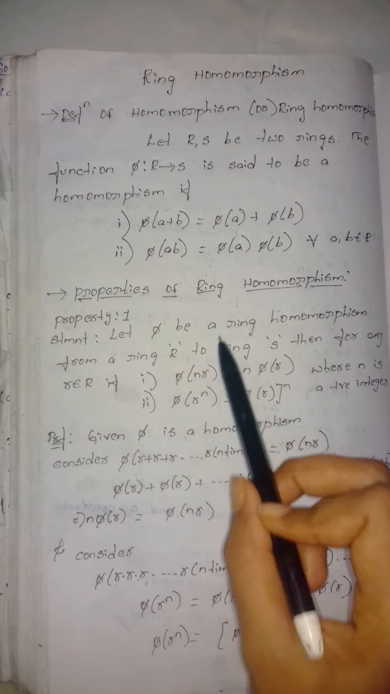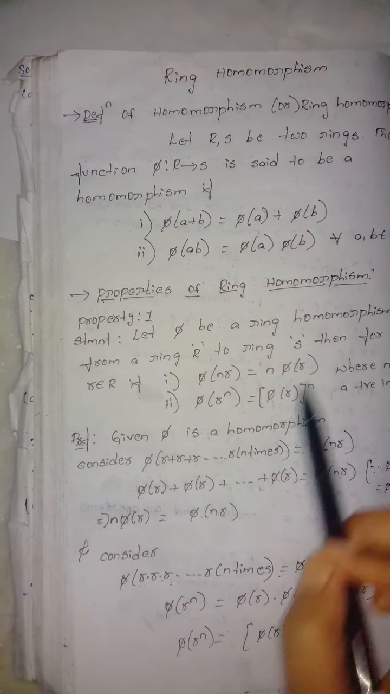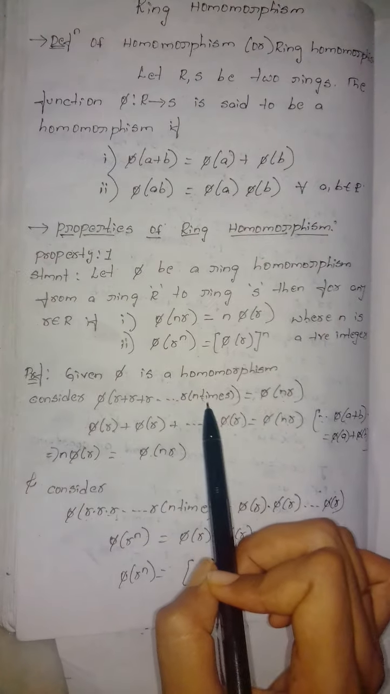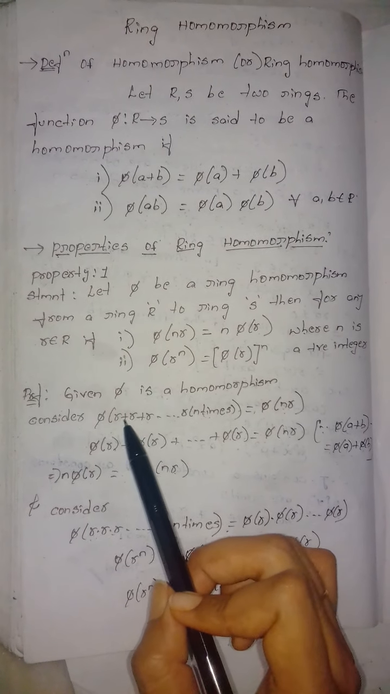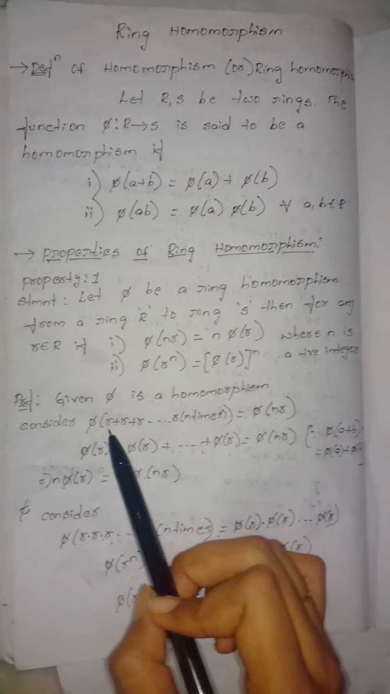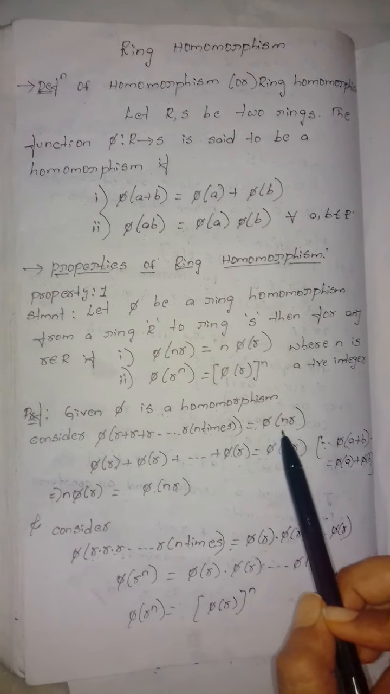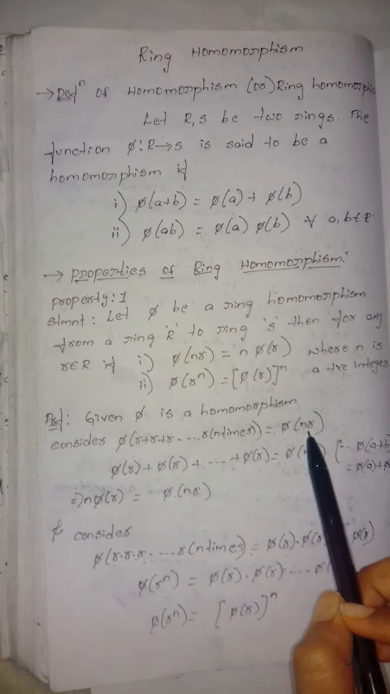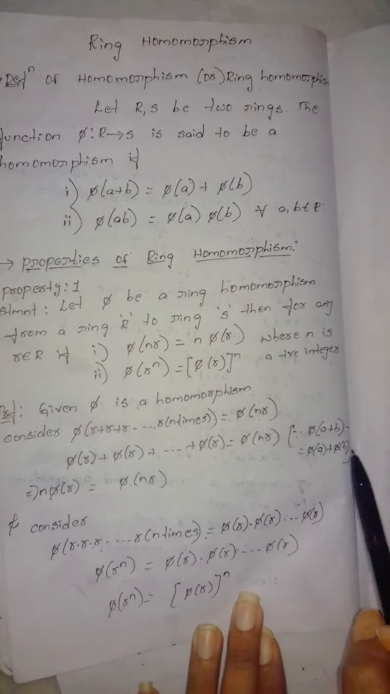Proof. In the given statement, pi is a homomorphism. Now to prove the first condition, we consider pi of r plus r up to n times. If it is only r plus r, we write it as 2r. If it is r plus r plus r, we write it as 3r. If it is r added n times, we write it as pi of nr. Now in the next step, by using the property of homomorphism, pi of A plus B can be written as pi of A plus pi of B.